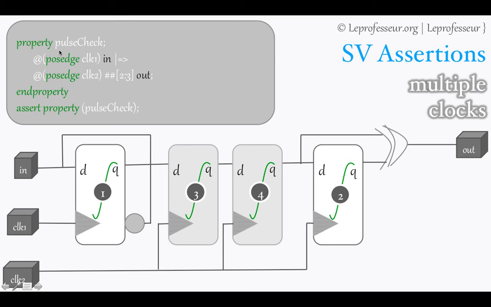We specify a property pulse check at passage clock 1 in, means in, and then we specify the second in the second clock domain passage clock 2. After 2 to 3 clock cycles, you get the output. Okay, so this simple 2-line code will validate whether the pulse input is at the pulse output.